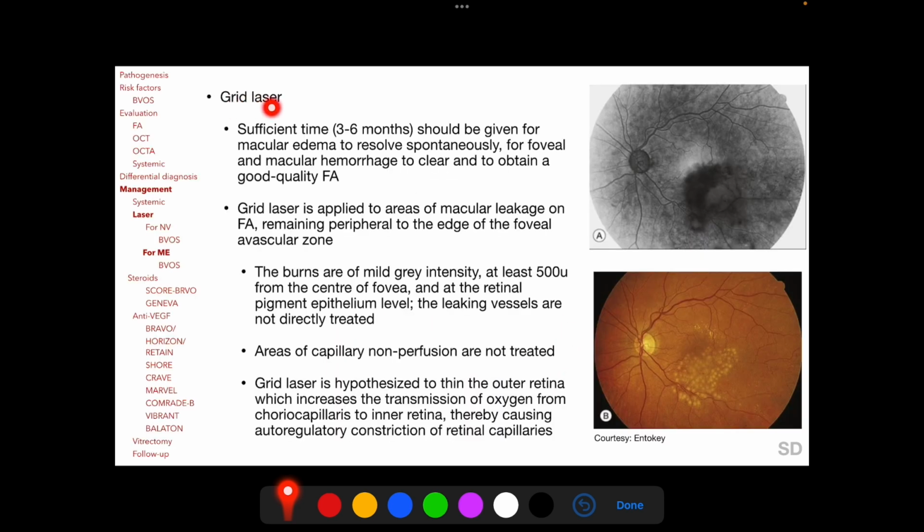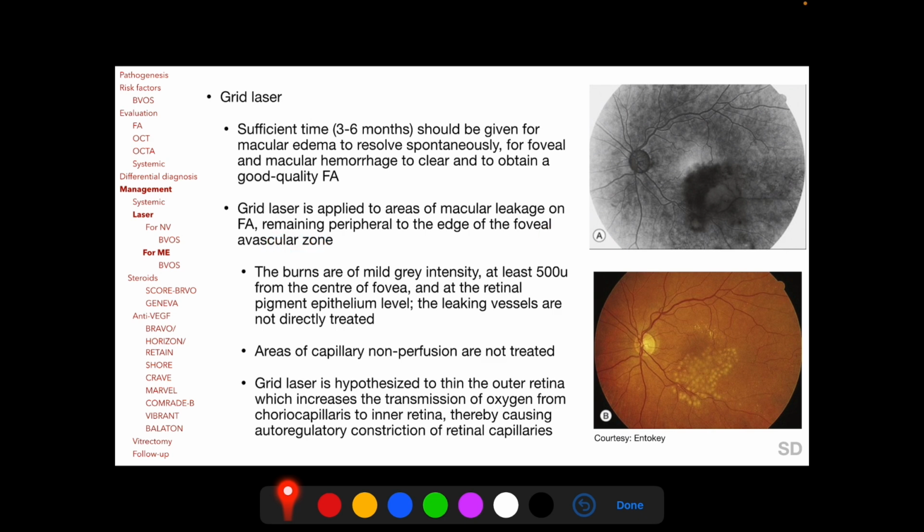For administering grid laser, sufficient time, almost 3 to 6 months, should be given for macular edema to resolve spontaneously, for foveal and macular hemorrhage to clear, and to obtain a good quality fluorescent angiogram. It is important to note that, in contrast to grid laser, these requirements need not be satisfied prior to injection of anti-VEGF drugs.